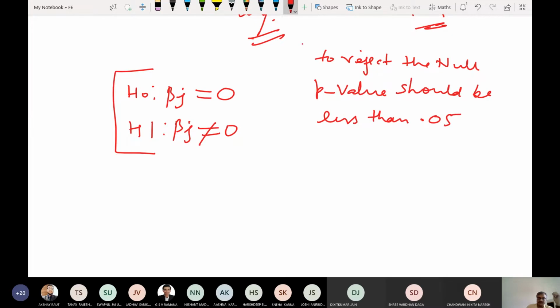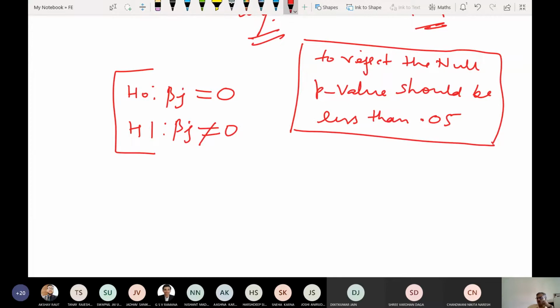0.05, and I have told you to cram it, because I can't waste time on this issue of how or when to reject the null. So you need to just remember this much: to reject the null, the p-value should be less than 0.05 at 5% level of significance. Obviously we have got two more popular significance levels, 1% and 10%. But those are extreme cases. So normally we go for midway. Midway is 5%, 0.05.